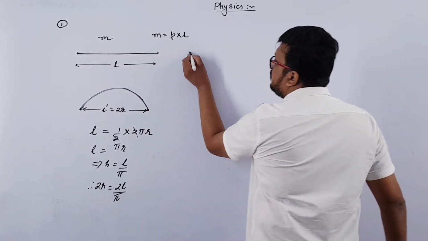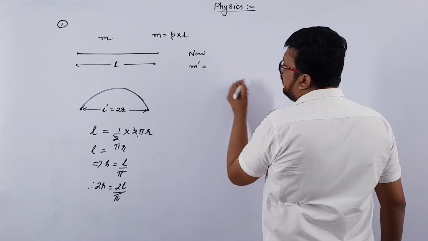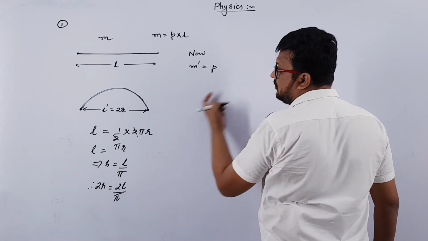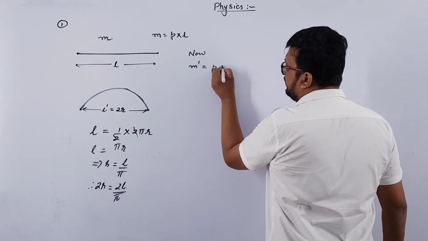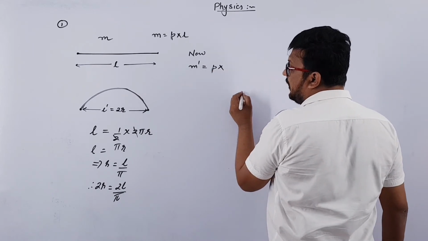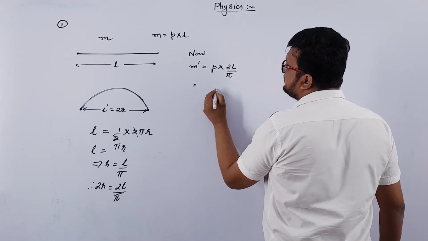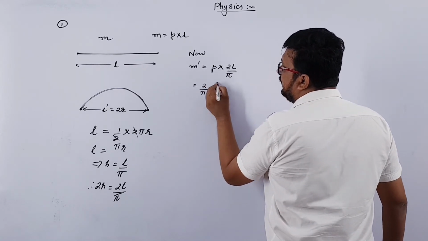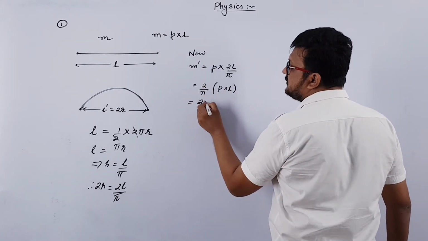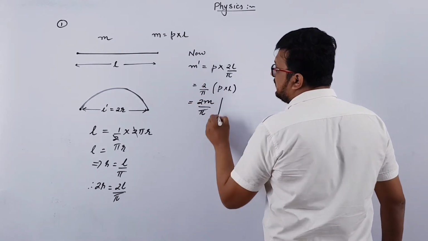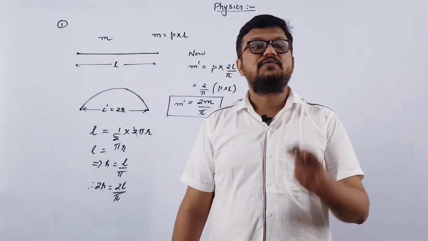Now the new magnetic dipole moment M dash will be equal to pole strength, which is the same because we are not cutting the ends, into length 2r, and 2r is 2L by pi. So you can write this as 2 by pi into P into L. P into L is M, so this is 2M by pi. This will be the new magnetic dipole moment when the steel rod is bent in the form of a semicircle.